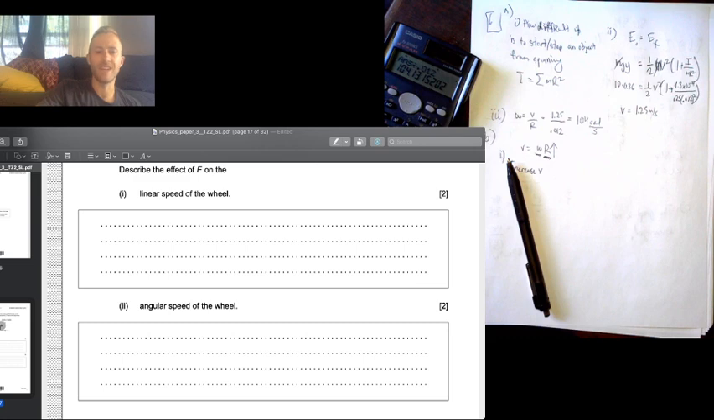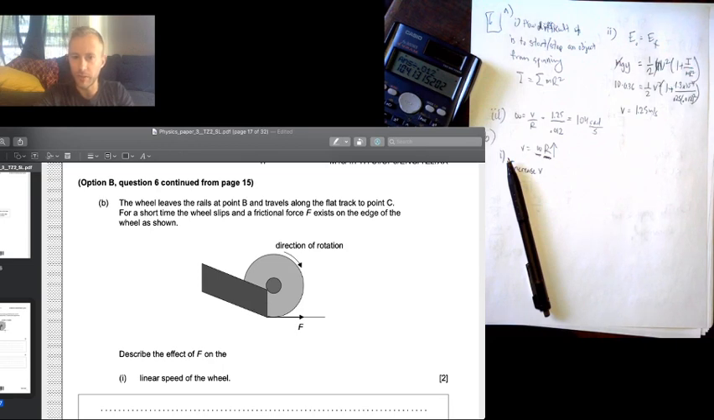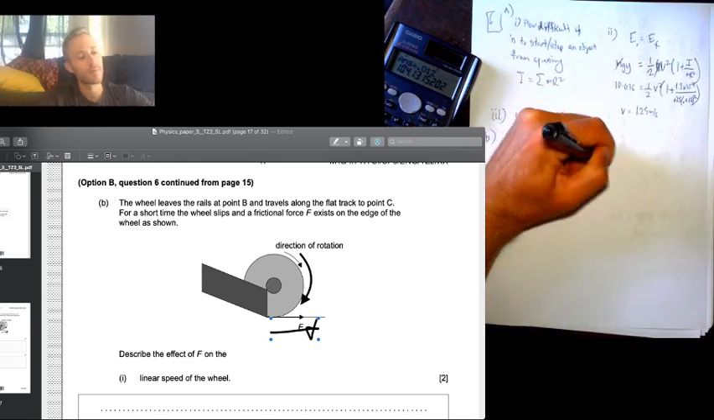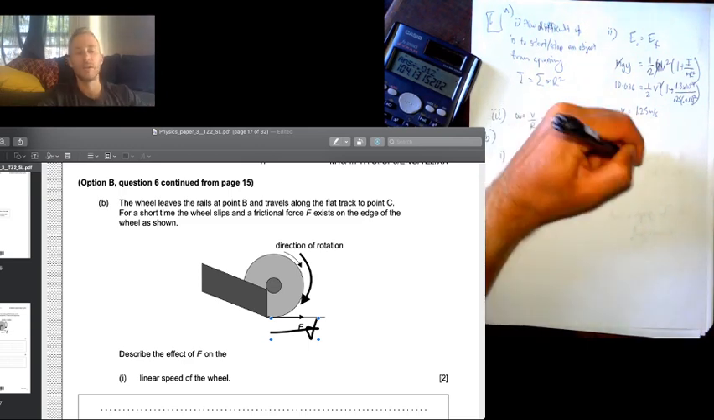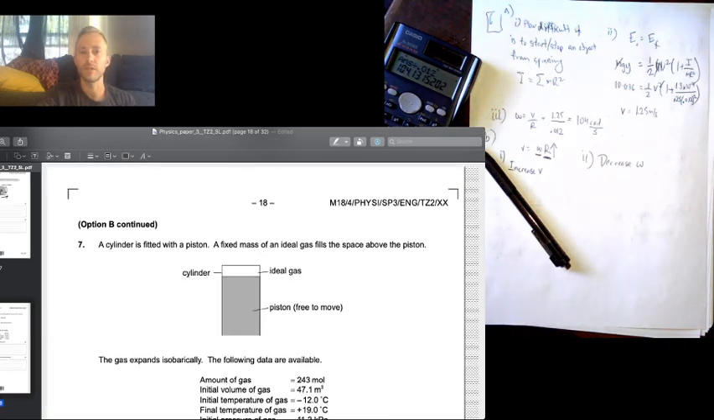What's going to be the effect on the angular speed of the wheel? You can see if the wheel is spinning this way, and there's a frictional force propelling the wheel forward, then this force is going against the direction of rotation. So that would tend to decrease omega, because it's doing a counter torque.